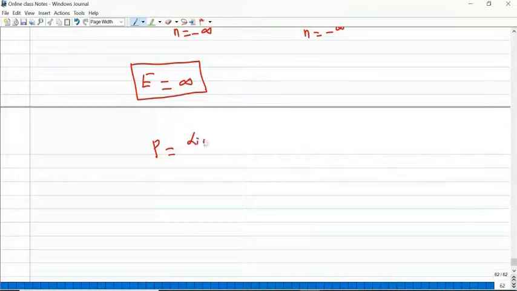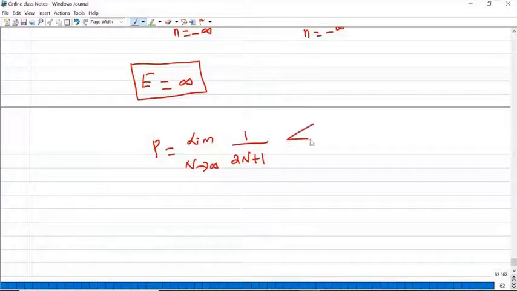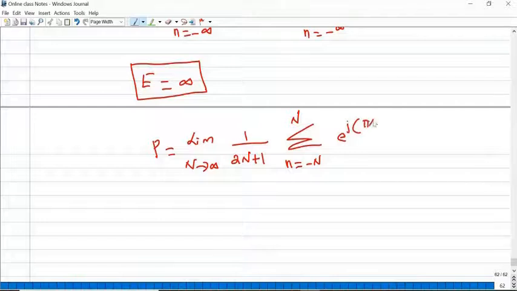Power equals limit n tends to infinity 1 divided by 2n plus 1, summation n equal to minus n to n. Because the u of n term is not there, you have to use the formula from minus n to n. Then x of n square, that is e power j(pi by 2 n plus pi by 8) squared. Same, e power j theta square equal to 1.